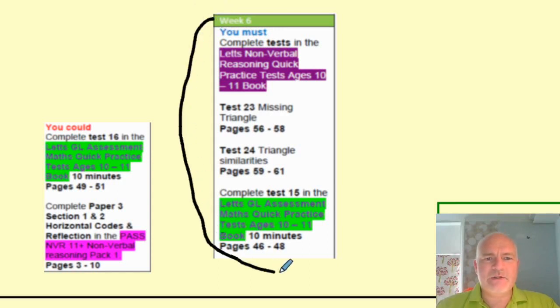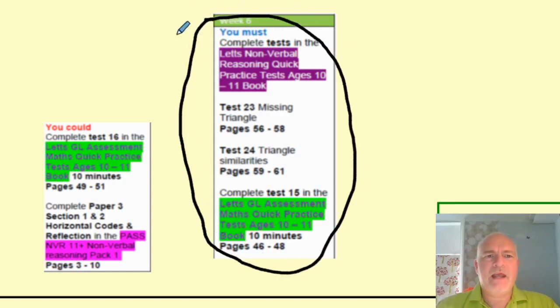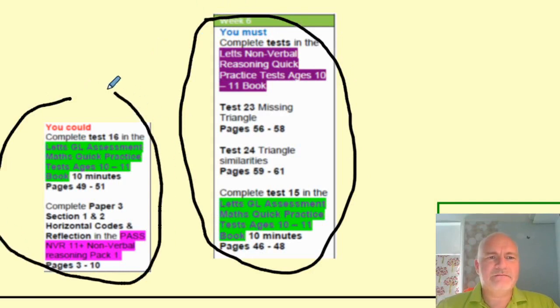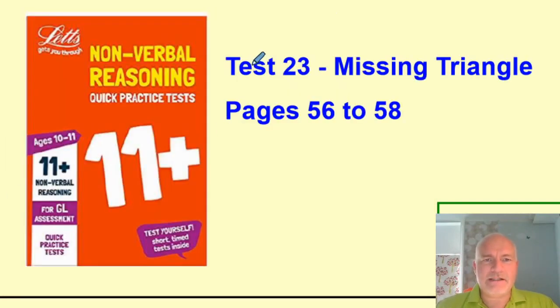This is what you should have done. And this is what you could have done. And that's obviously a little bit more. And that one there is the one that we'd ask if your parents can have a look at and if they could mark that for us. That'll be fantastic. This is the book you'll need, and it's test 23, missing triangle, pages 56 to 58.